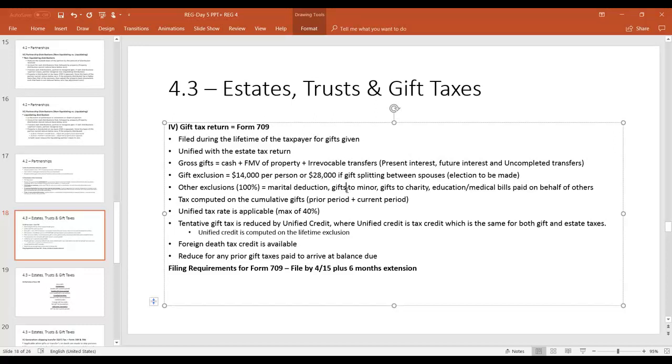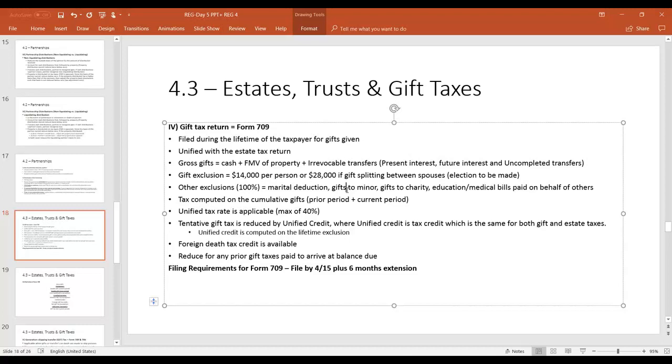Okay, so far we've understood what gifts are, whether they are revocable or irrevocable. When would you claim the exclusion of $14,000: only on present interest and not future interest. And then we also looked at certain gifts which are 100% excluded. Now, how do you compute the tax?